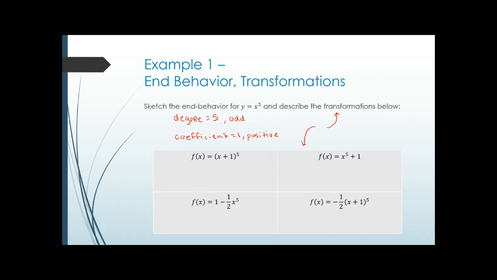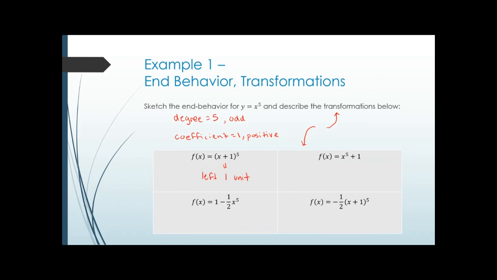If we're looking at the top left, I have f of x equals x plus 1 to the 5th power. So we have something added to x, and anything we do to x shifts left or right. And it always does the opposite. Because that's a plus, this means we are going left 1 unit. So we're doing the opposite: instead of moving towards the positive, we're moving towards the negative.